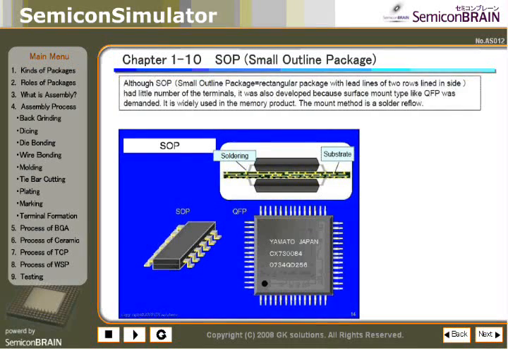Chapter 1-10 SOP Small Outline Package. Although SOP, a rectangular package with lead lines in 2 rows lined inside, had a small number of terminals, it was also developed because a surface mount type like QFP was demanded. It is widely used in memory products. The mount method is solder reflow.